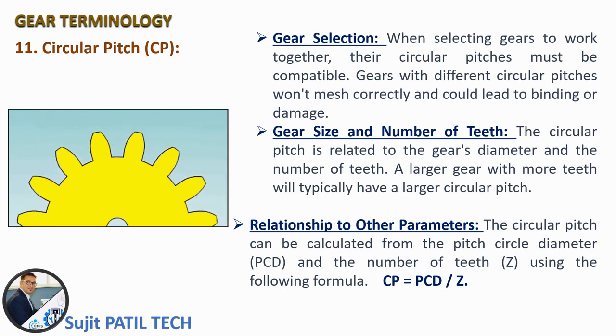Relationship to other parameters. The circular pitch can be calculated from the pitch circle diameter, PCD, and the number of teeth, Z, using the following formula.